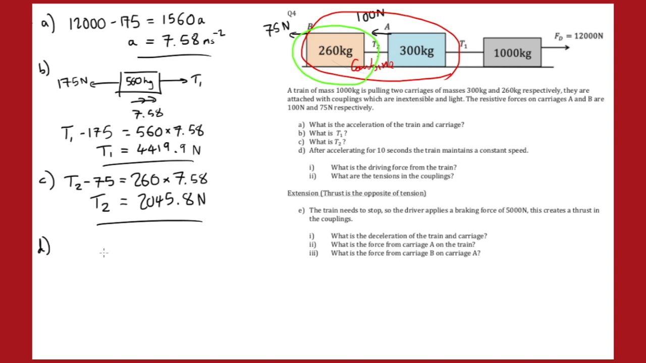Okay, let's have a look at the last part of this first part of this question. D. After accelerating for 10 seconds, the train maintains a constant speed. So whenever that comes up, that's a big alarm bell should be ringing. That means one thing, and it means that acceleration equals 0, and we have an equilibrium situation. So we are in equilibrium, which means the resistive forces and the driving forces are equal to each other. So the driving force from the train must be the same as the resistive forces. So the driving force must equal 175 newtons.